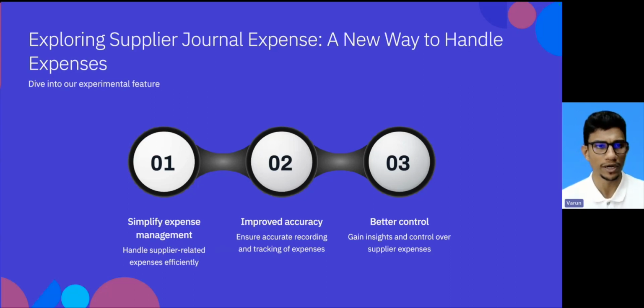Once you have enabled it, you will have to manually enable it for your particular branch if you're having multiple branches. So, simplify expense management. Handle supplier related expenses in an efficient manner, and improve the accuracy by accurately recording all the different types of expenses, and gain insights and control over supplier expenses. Supplier journal expenses is basically an item journal expense, and I'll be explaining how this works.